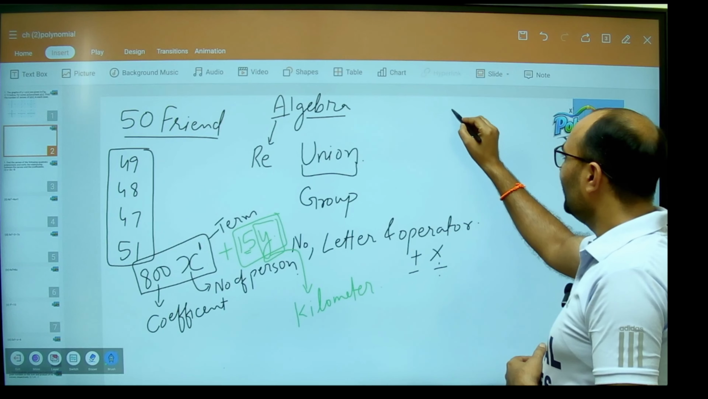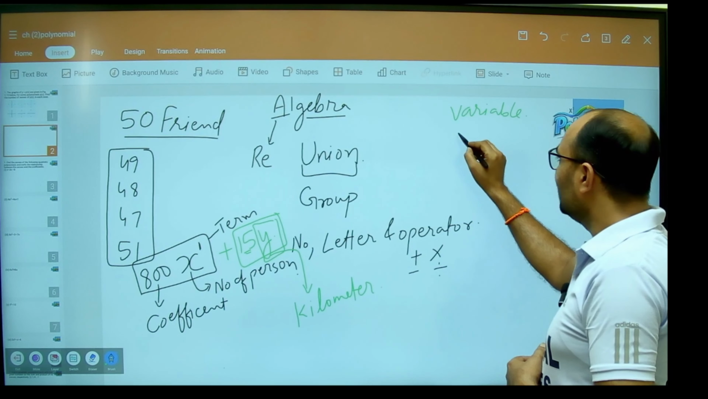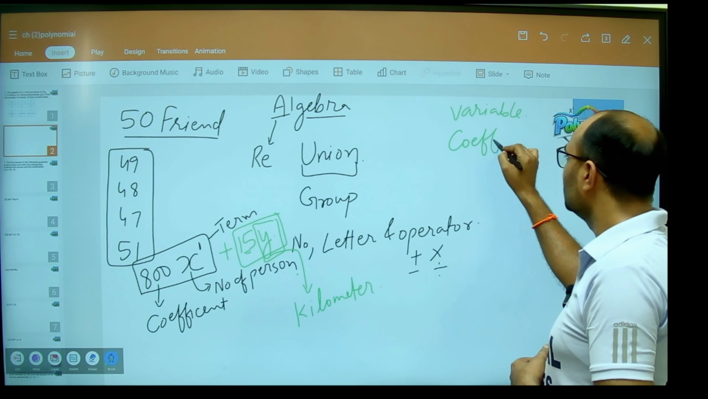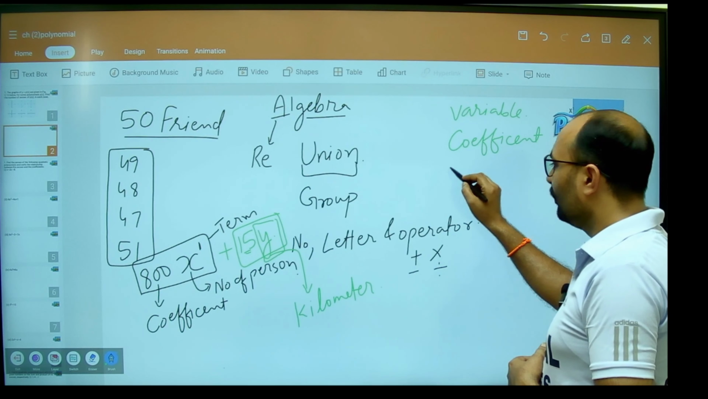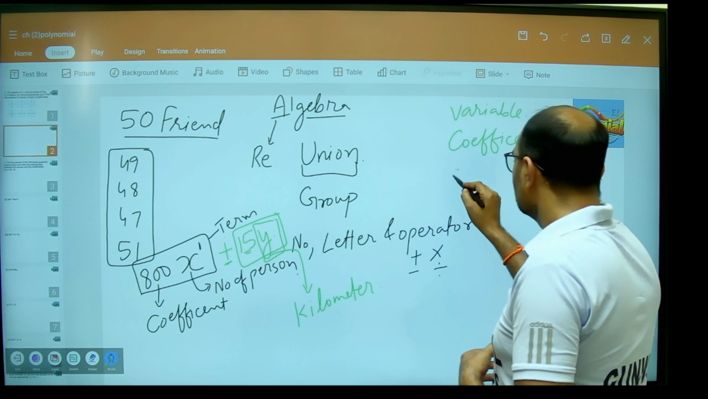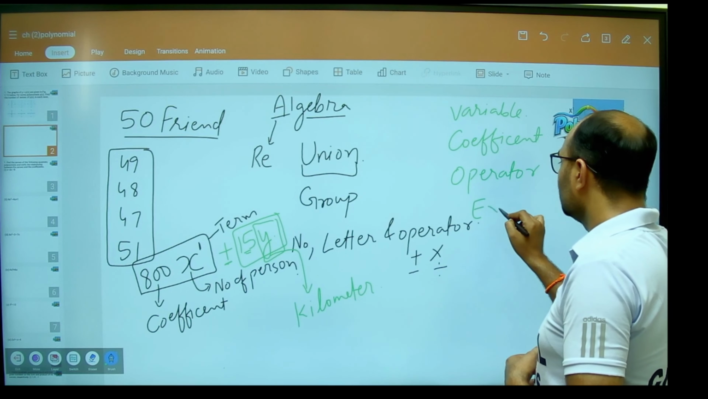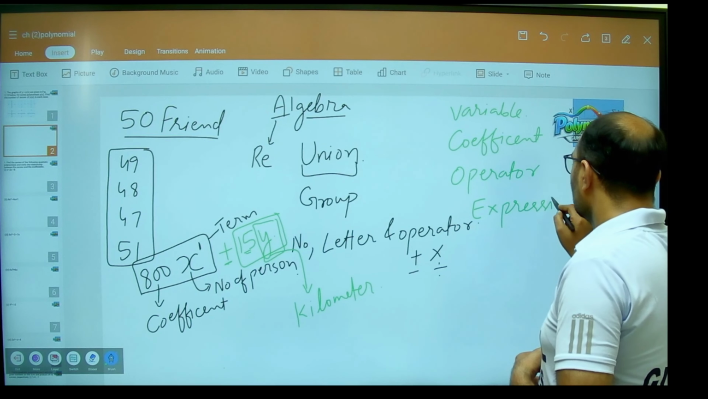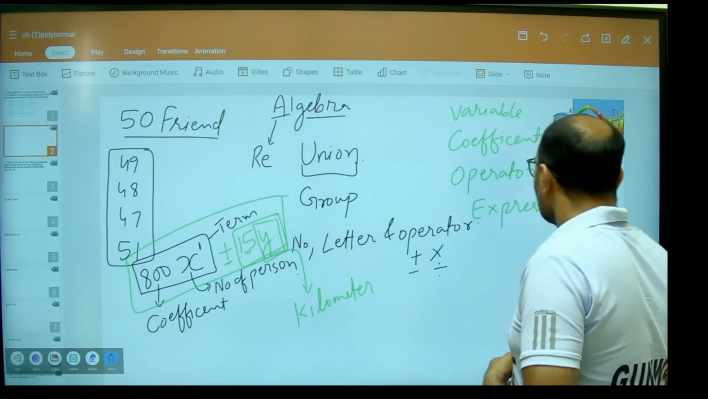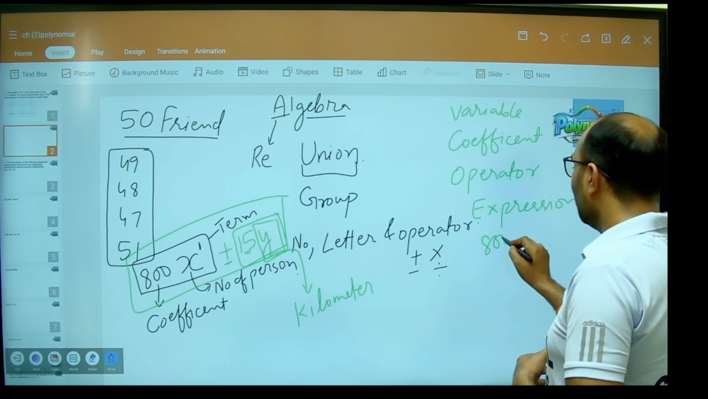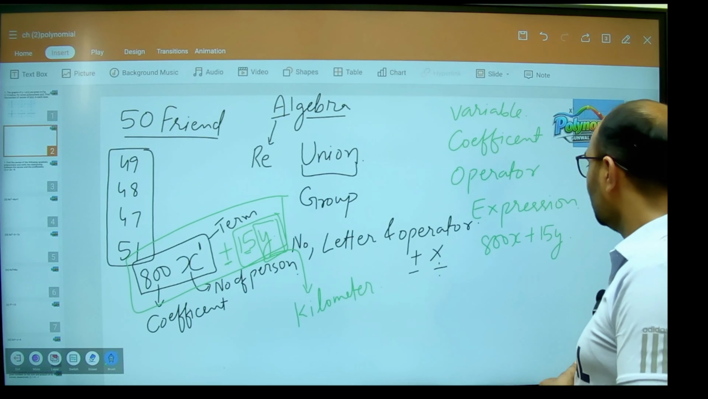What did we study? Variable. We studied coefficient. We studied operators. Expression. This is known as an expression: 800x plus 15y. This is an expression. Term.